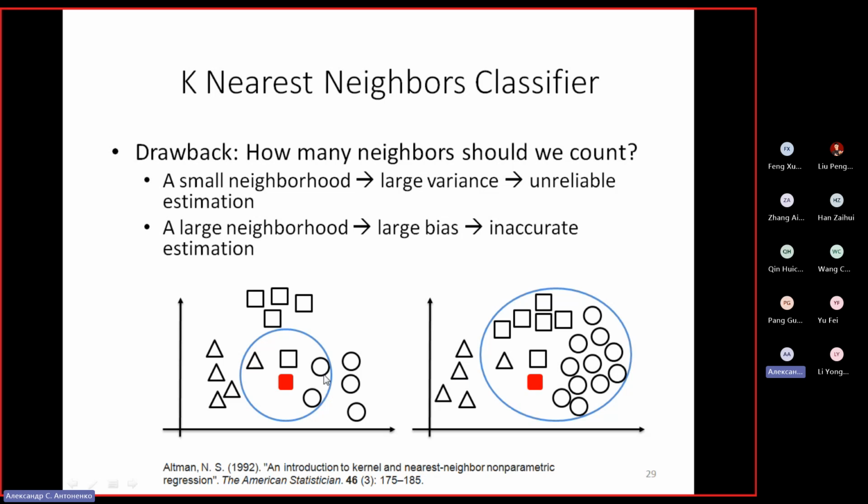So in this case, we have different drawbacks. If we take a small neighborhood, we have large variance. So maybe some random similarity can have a very large effect. So we have unreliable estimation. If we take too large a neighborhood like here, we have large bias and inaccurate estimation. So we need to find the optimal neighborhood.